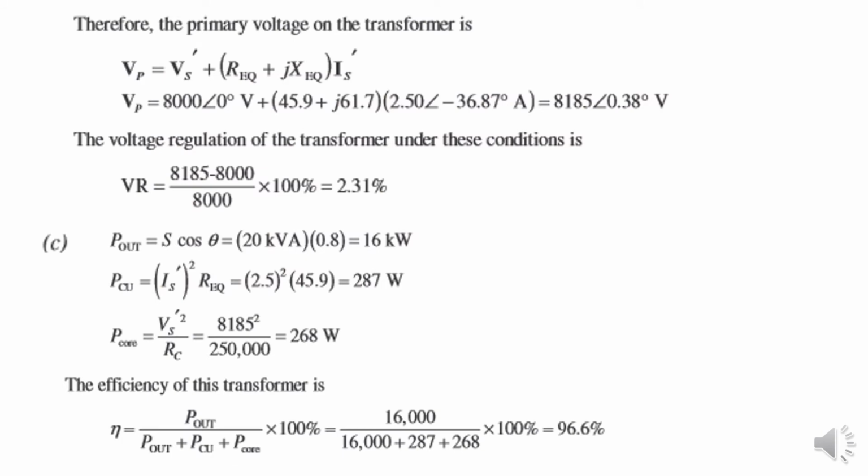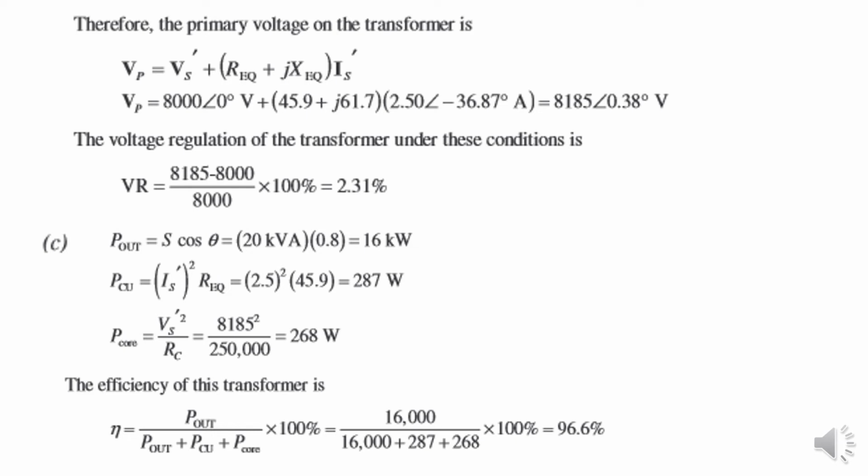Now, if we apply Kirchhoff's voltage law, Vp, the primary voltage, is equal to Vs dash. What is Vs dash? Vs dash is AVs. If you can remember, Vs is 480 volts and the angle is 0. When we multiply it by 16.67, we get 8000 angle 0. So Vp is Vs dash, which is AVs, plus Req plus JXEQ multiplied by Is dash, where Is dash is Is over A, with the value that we have previously found.